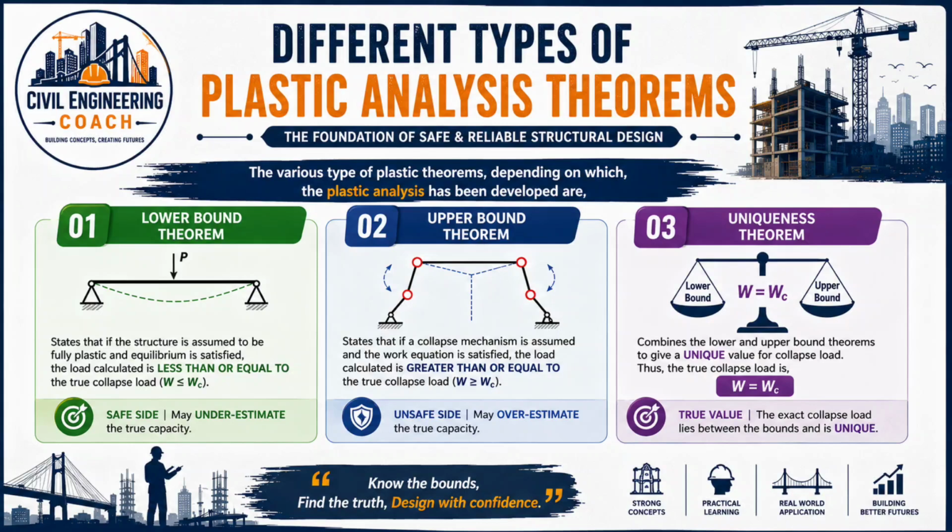Coming to the uniqueness theorem, it is a combination of both the lower bound theorem as well as the upper bound theorem. So in this theorem, the calculated load is equal to the collapse load, W is equal to WC. This theorem also suggests the condition of the true capacity. So at the lower bound theorem, it is underestimated, and at the upper bound theorem, it is overestimated, and at the uniqueness theorem, it gives the exact collapse load that lies between the bounds and it is unique.